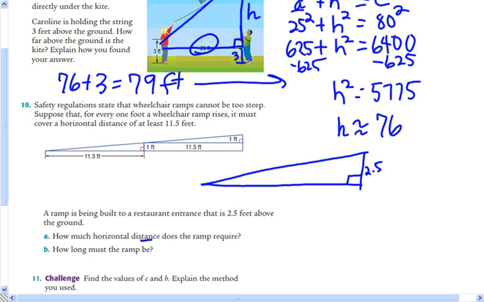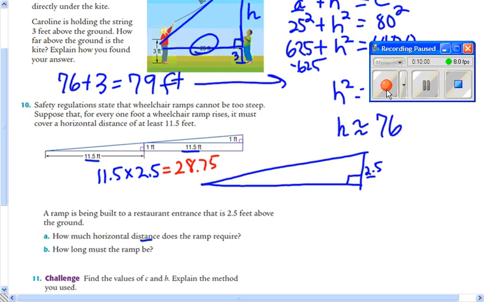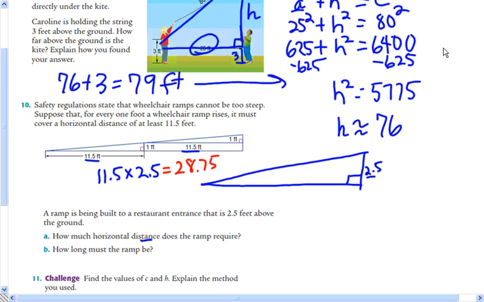Here's our information. For every 11.5 feet that we go horizontally, we go up 1.5 feet. So we need 11.5 feet for 2.5 feet. We can just multiply 11.5 times 2.5 to figure that out, and that's 28.75 feet. So that's our two legs, 28.75.